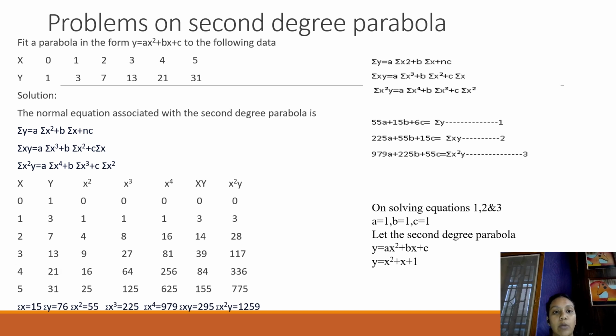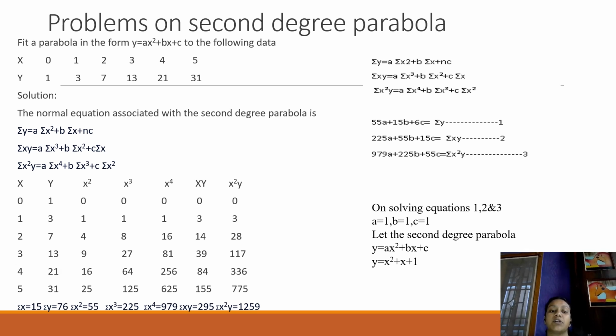Now let's go on to the problems on the second degree parabola. The given question is: fit a parabola in the form y = ax² + bx + c to the following data. The given data is x = 0, 1, 2, 3, 4, and 5, and y is given as 1, 3, 7, 13, 21, and 31.